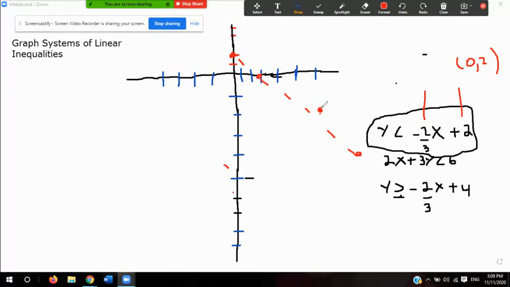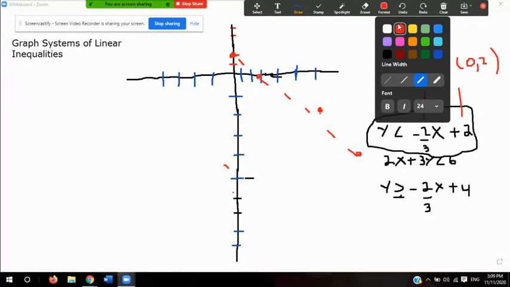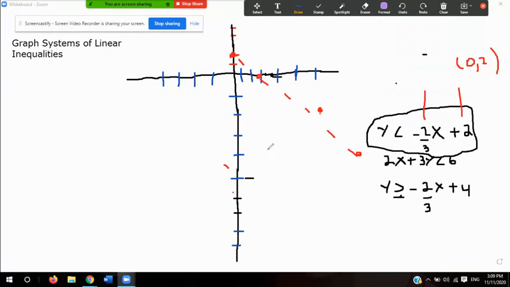And this one, that means that if it's less than negative 2/3 x plus 2, the answer is going to be anything to the left. So that means that the arrows would be going to the left, all the way to the left, all the way to the left here as well, all the way to the left.